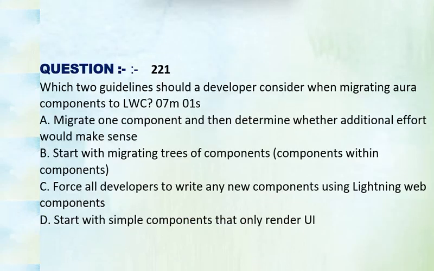Question is, which two guidelines should a developer consider when migrating Aura components to LWC? Option A, migrate one component and then determine whether additional effort would make sense. Option B, start with migrating trees of components, that is components within components. Option C, force all developers to write any new components using Lightning Web components. Option D, start with simple components that only render UI. Correct answer is option A and option D.